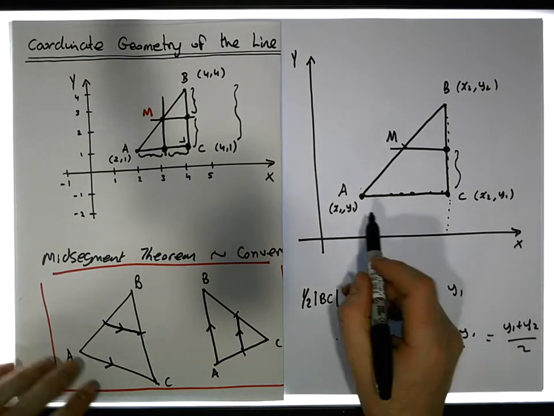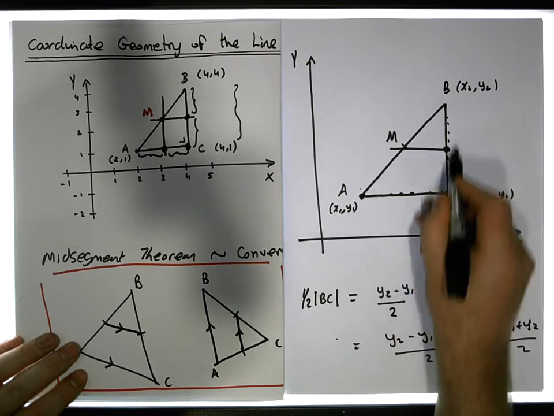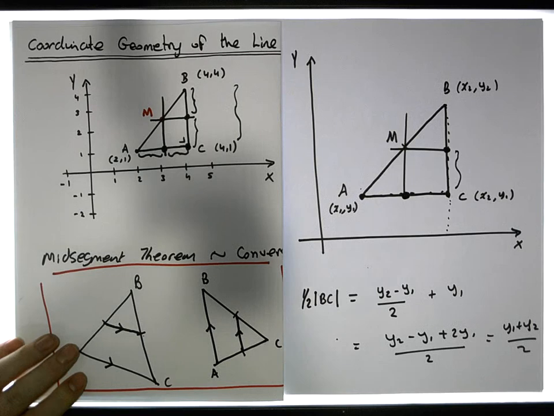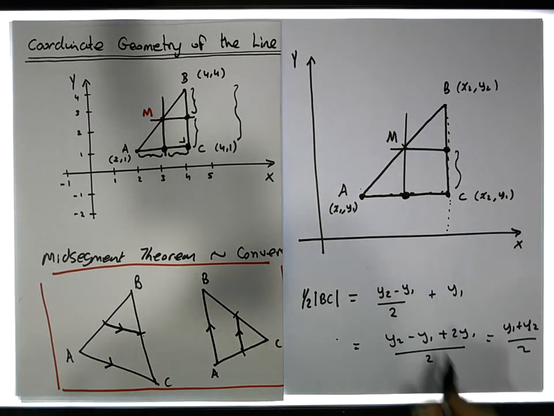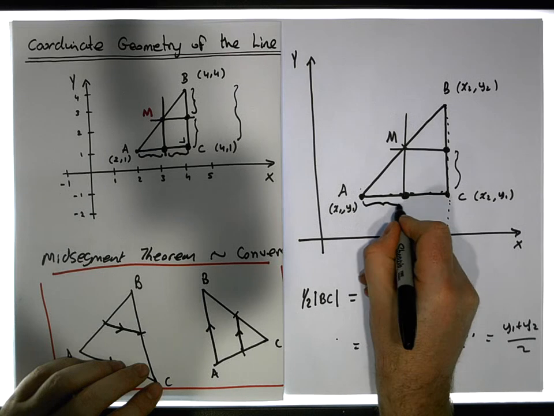Now we could have a similar argument. We could produce a line through the midpoint parallel to BC. And the converse theorem tells us that this intersects the line segment AC at its midpoint, so that this length here is the same as this length here.